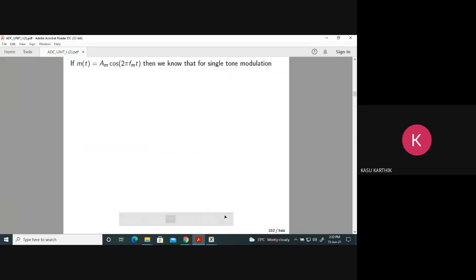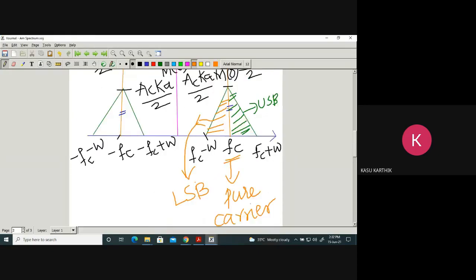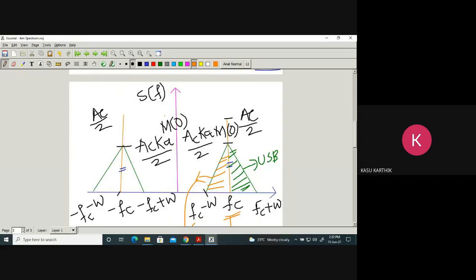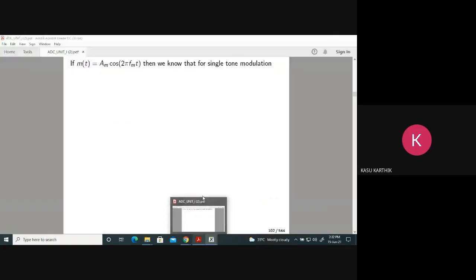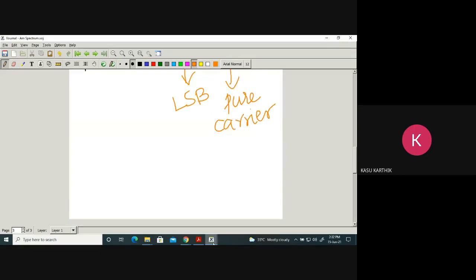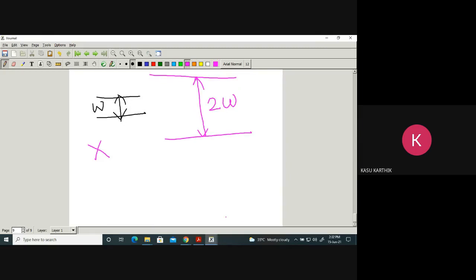Now, till now we have drawn the spectrum of a typical or general AM signal. Now let us draw the spectrum of a single tone AM signal. What is the single tone definition? Obviously you already know: single tone means m of t equals Am cos omega m t. Now if it is so, how does the spectrum look?